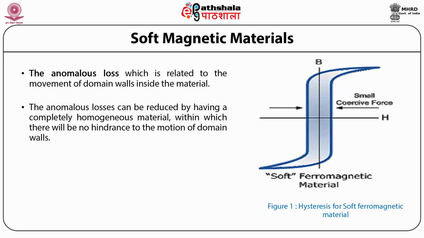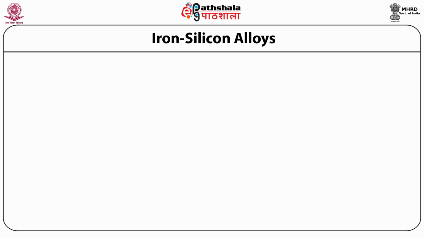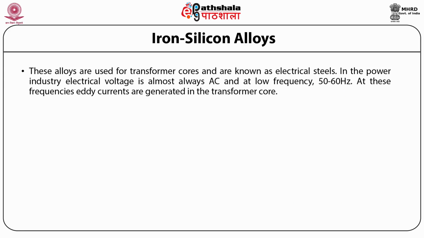As we have seen in figure 1, the hysteresis loop for a soft ferromagnetic material has a very small coercive field. As a result, the magnetization can easily switch from one direction to the other with the application of a small field. These alloys are used for transformer cores and are known as electrical steels. In the power industry, electrical voltage is almost always AC and at low frequency, 50 to 60 Hz. At these frequencies, eddy currents are generated in the transformer core.